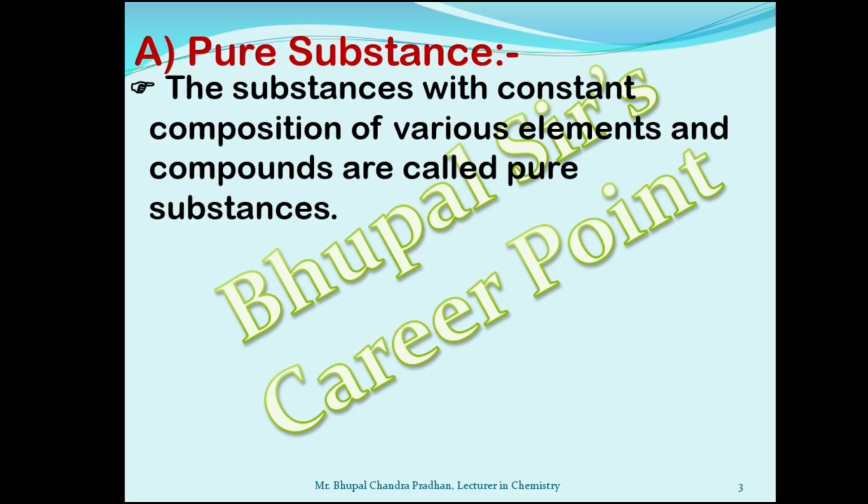What do you mean by pure substance? A substance with constant composition of various elements and compounds is called a pure substance.